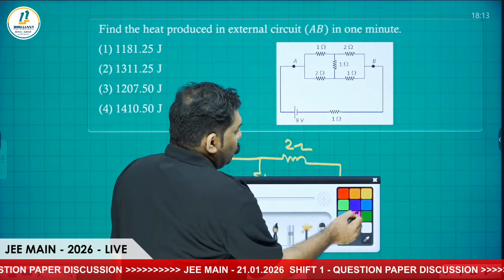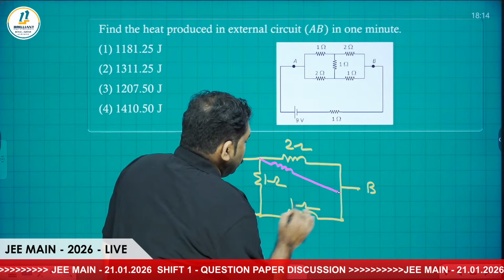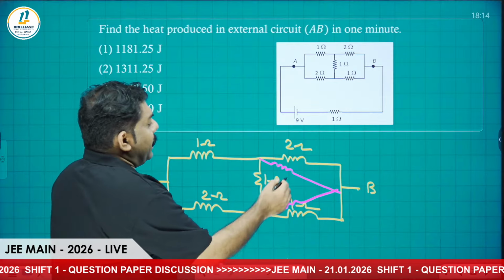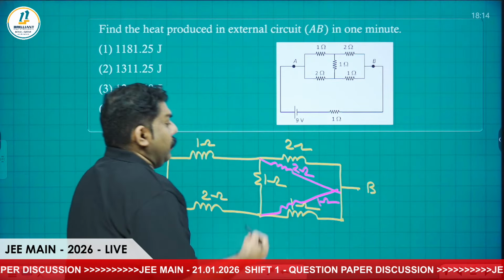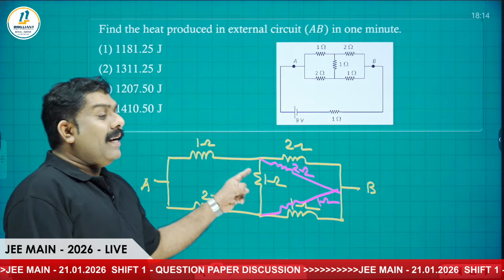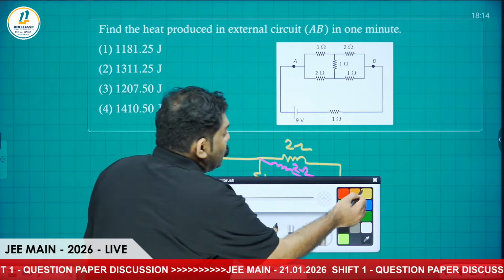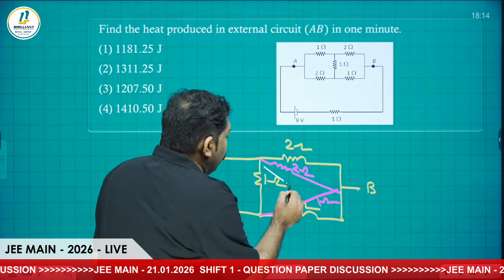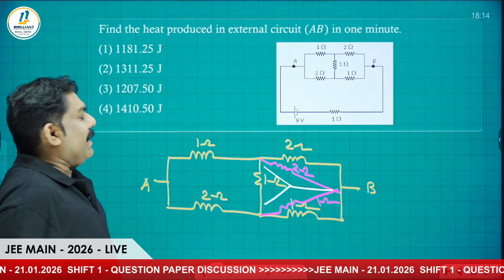How this is done, you see, look, this network I am considering like this, in this manner. So we can say this is 2 ohm and this is 1 ohm. Now here I can convert this into a delta form. This is the delta form. I am converting that into star form actually. So I can draw this arrangement like this.